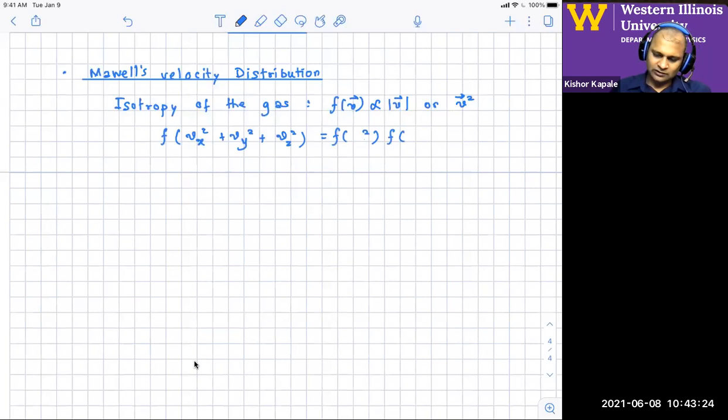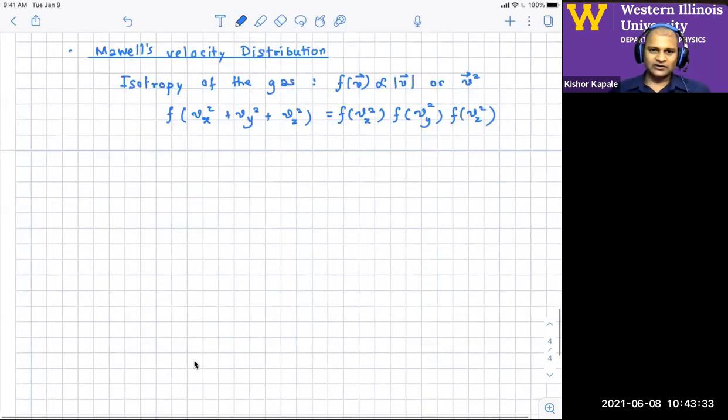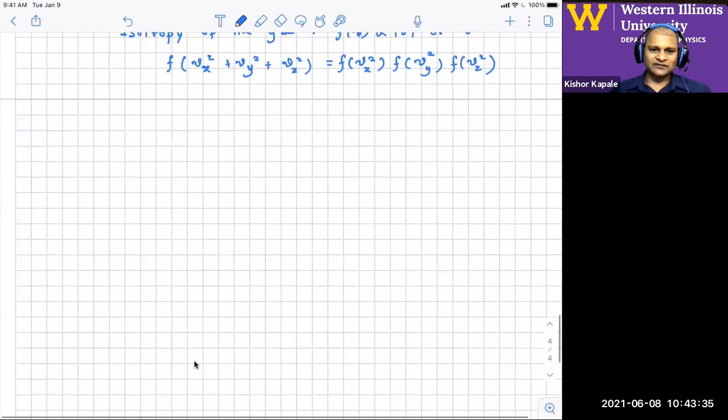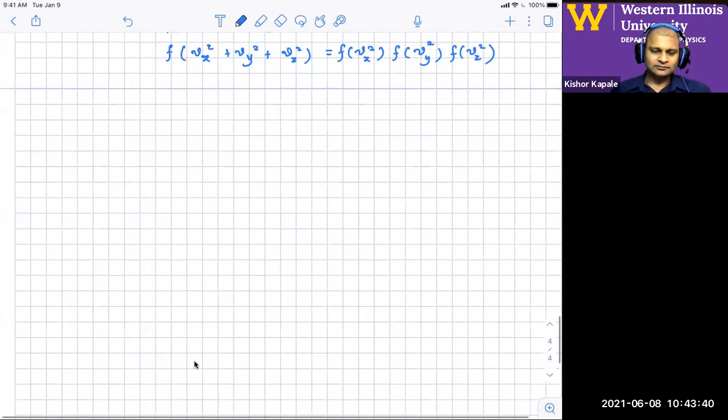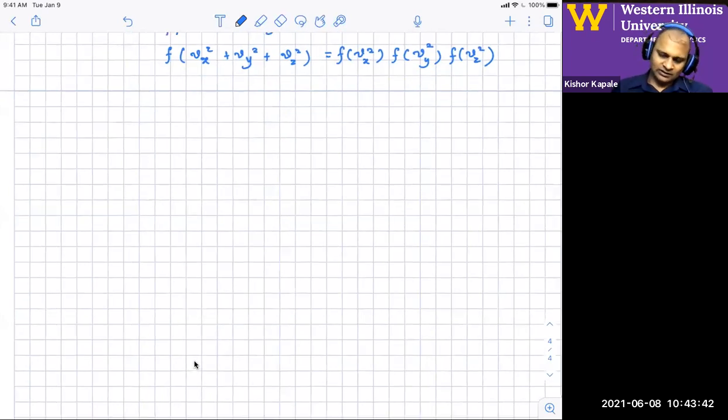Times f of vy squared and f of vz squared. Okay, so they are independent of each other. And so all we need to do is find one of them, and then we have found all of them. Okay, and so what is f of v? Let's write down explicitly what it is. f of v squared, rather, is the probability density.